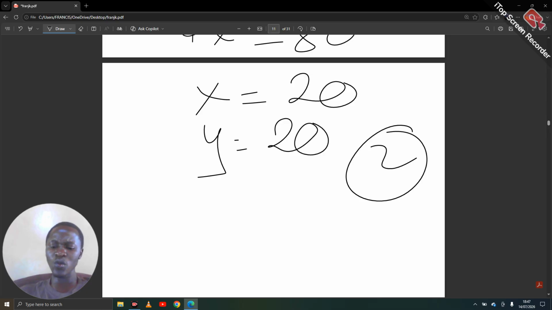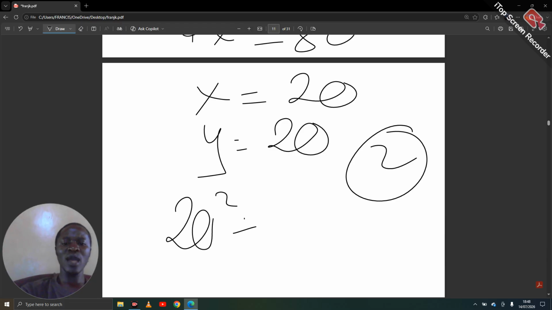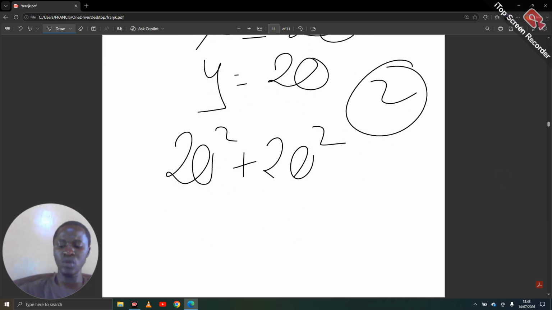But remember, what does the question want us to get? Hence, determine the minimum value of x squared plus y squared. Hence, after obtaining the two numbers, which is 20 and 20, now determine the minimum value of x squared plus y squared. So an examiner wants you to get 20 squared plus 20 squared, which will be what? 800.